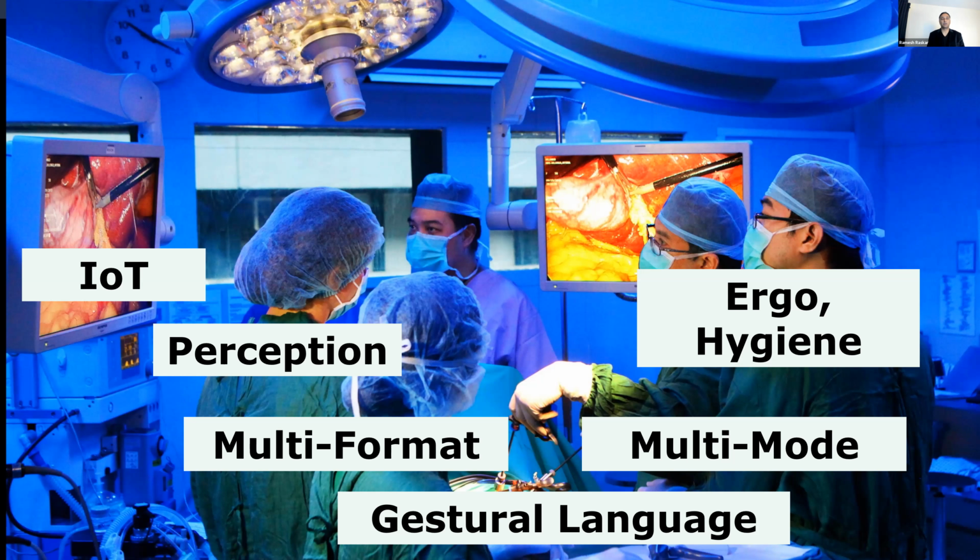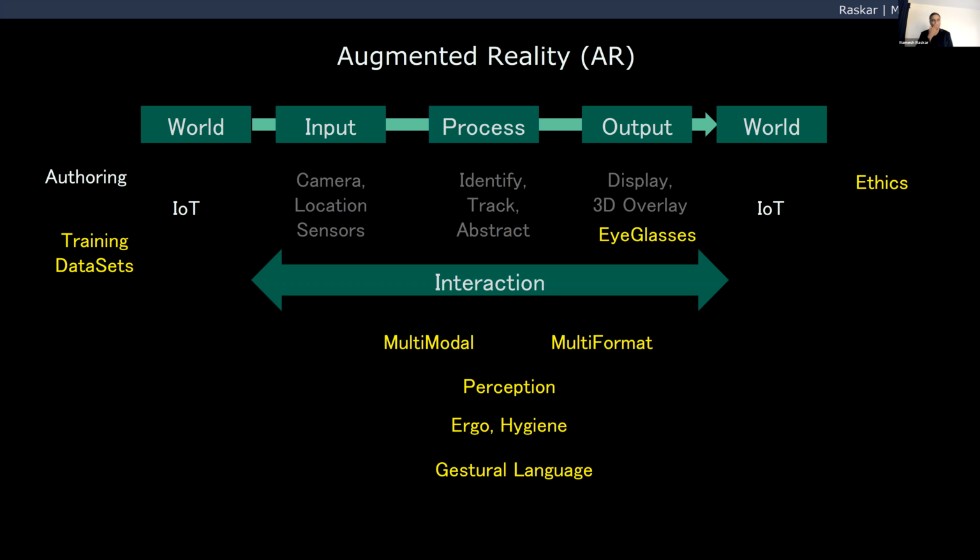of AR and VR requires integration with IoT devices, thinking about ergonomics and hygiene, having a gestural language, and so on. So there are many aspects to making AR and VR right. So again, beyond the input and output, we have to worry about authoring, data sets, IoT, multimodal, multi-format, gestural languages, ethics, even how do you deal with people who are wearing eyeglasses, right?